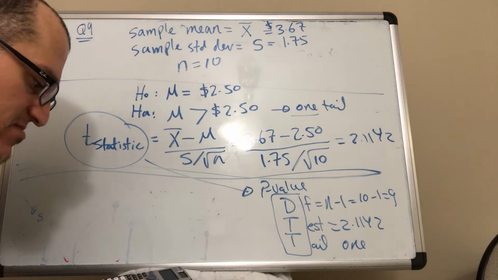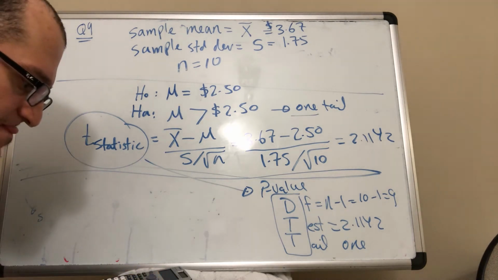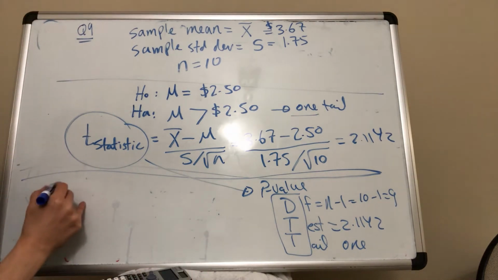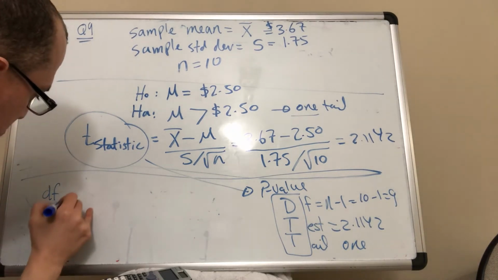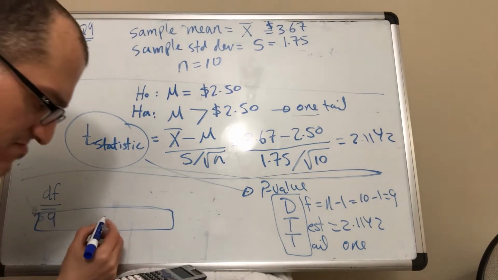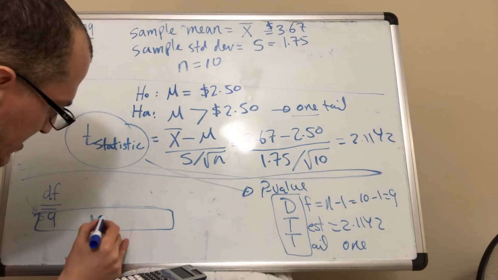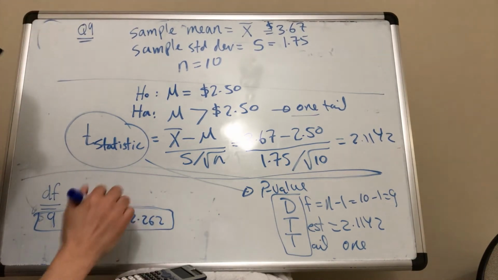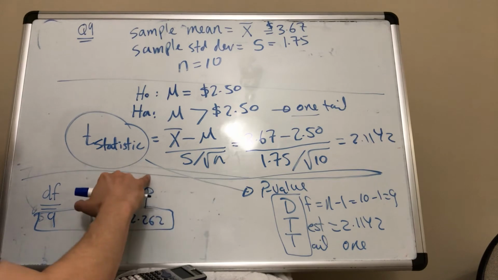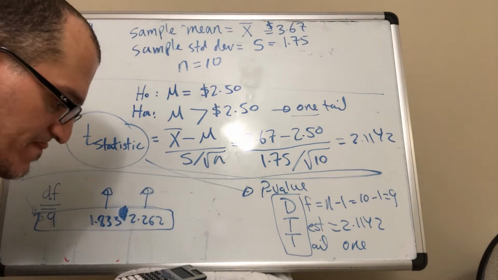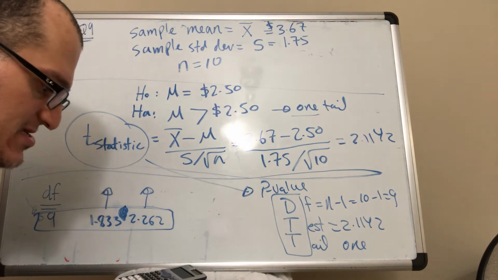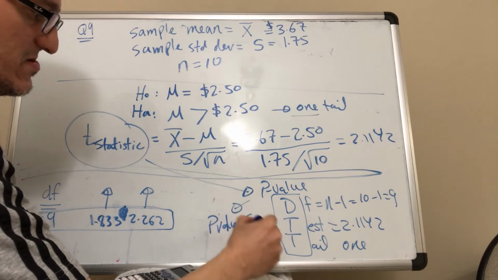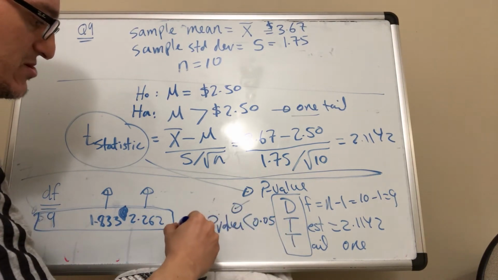When you go to the t-table, you go to the line for degrees of freedom 9, and you look for this number, 2.11. In degrees of freedom 9, you'll see that your number 2.11 is between 1.833 and 2.262. So it's somewhere between these two. So you go up and see what the two percentages are for one tail. So the one-tail percentage, the p-value, is somewhere between 5% and 2.5%.